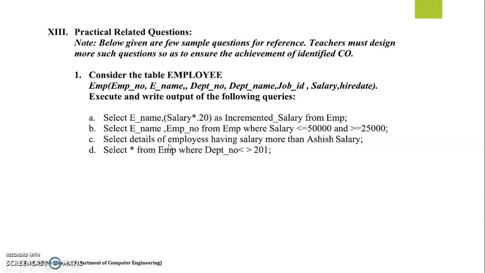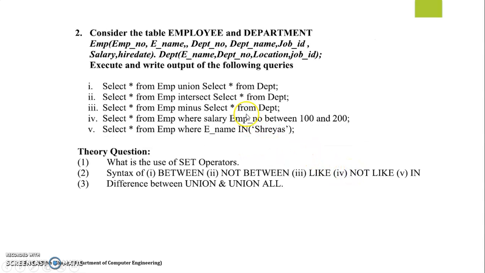Now these are some practical related questions. I have tried to solve this question, like here salary into 20%, 50,000 salary between 50,000 to 25,000. Then employee having salary more than, here it is specified Ashish. We have taken the example of Rahul. We have also used the not equal to operator. Then again this is another question, based on the union and intersection we have done. Then the between operator we have also seen, and the in operator we have also seen.